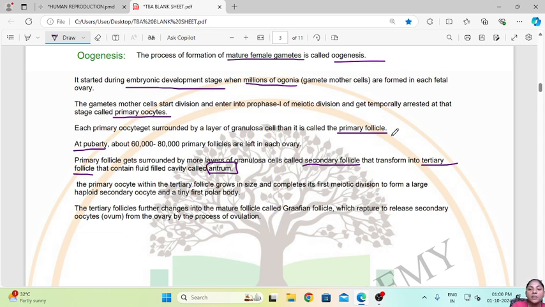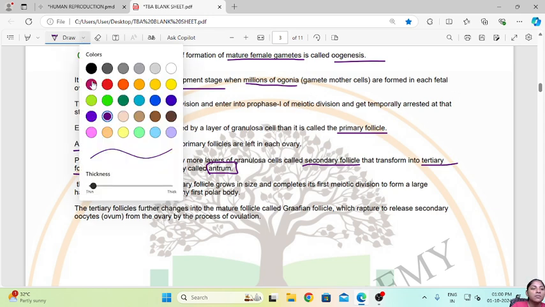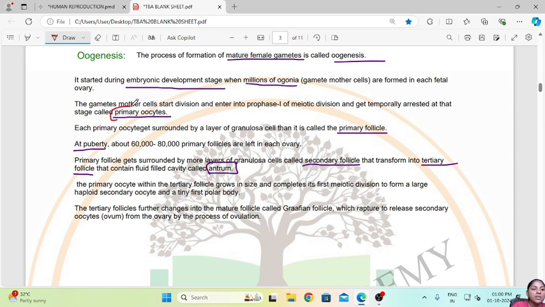Now the primary oocyte which is within the tertiary follicle, it grows in size and it completes its first meiotic division to form a large haploid secondary oocyte and a first polar body. Then the tertiary follicle further changes into Graafian follicle, and after that it ruptures to release the secondary oocyte or the ovum, that is the egg from the ovary, and this process is called as ovulation.